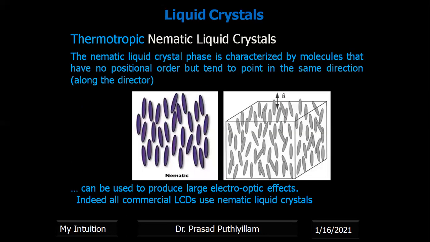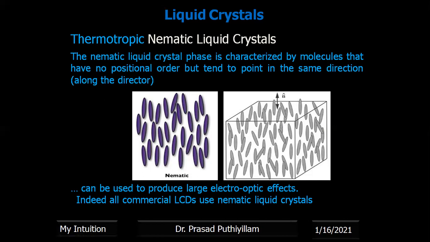The first one is the nematic liquid crystal. The nematic liquid crystal phase is characterized by molecules that have no positional order but tend to point in the same direction. That means it has a director. It is directing. Here the n, represented as a vector quantity, shows that the molecules are arranged in almost the same direction, but the positions do not have any order.